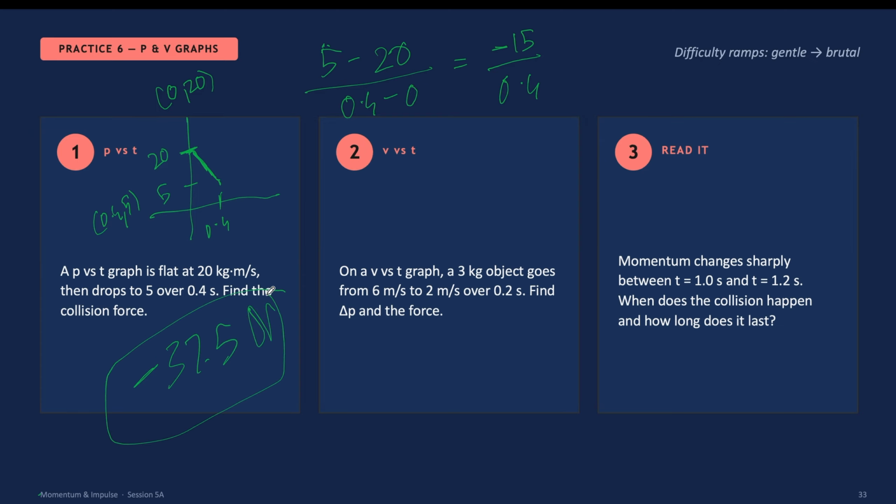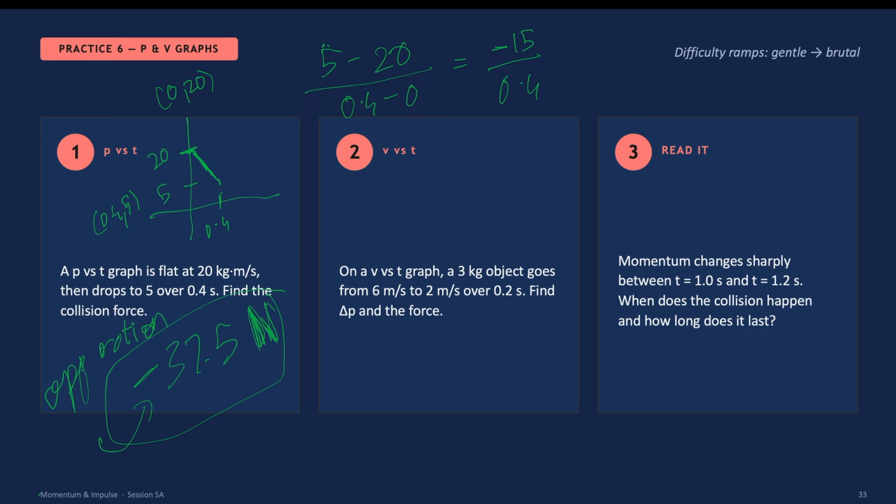Okay, and how do we find this? Why did I use the slope? We know that the slope of a momentum time graph is force, right? I just showed you that. So that's how you get that. This means it's opposing motion because it's negative, right?